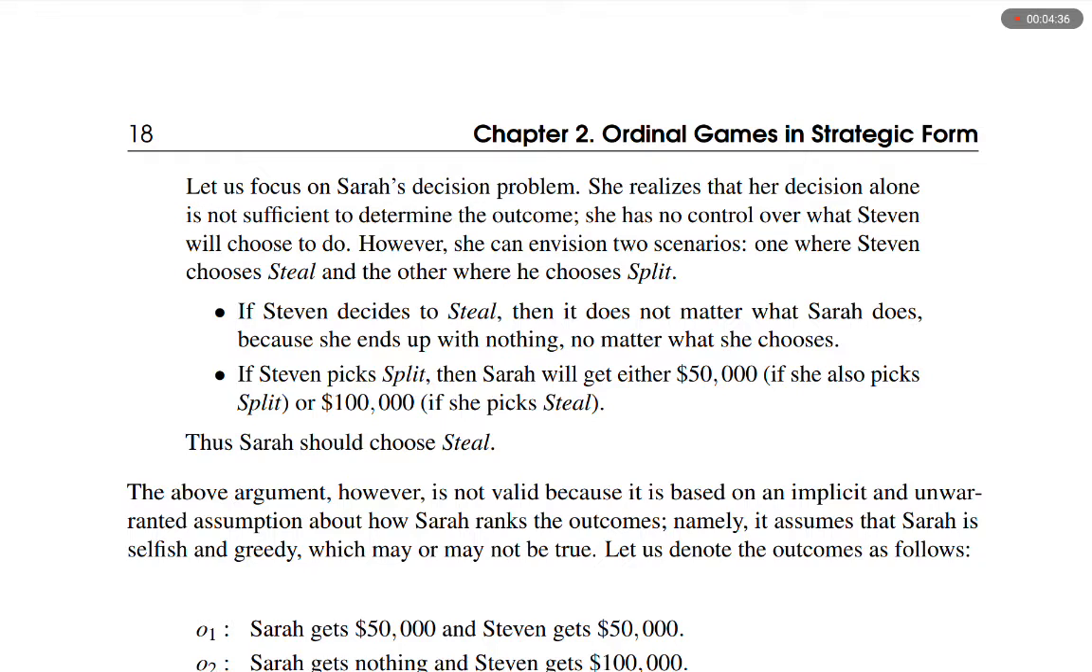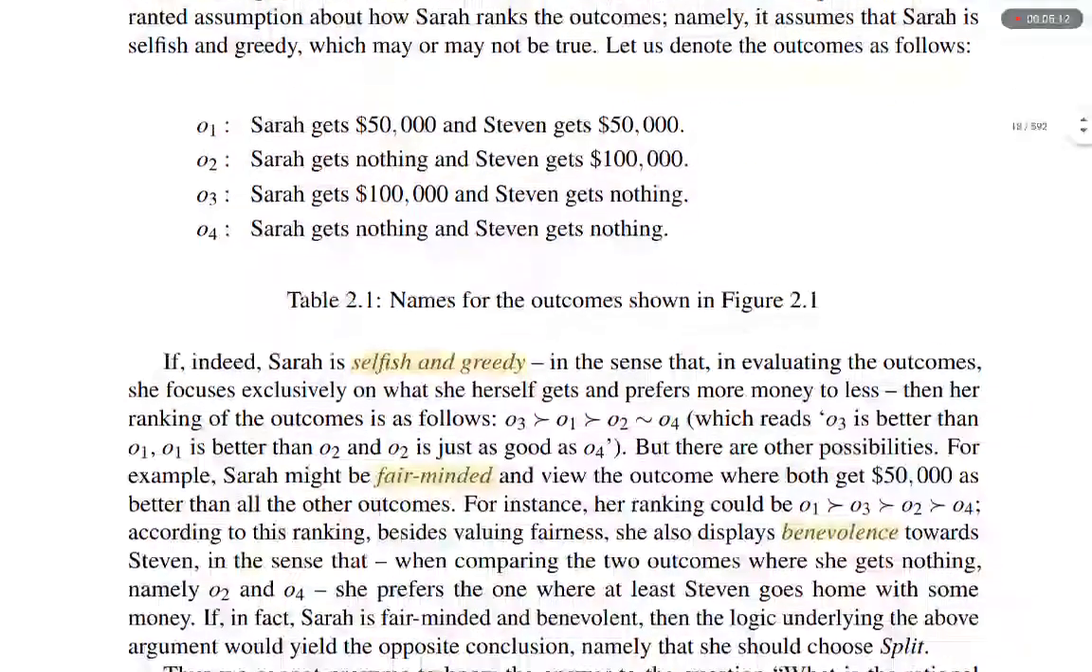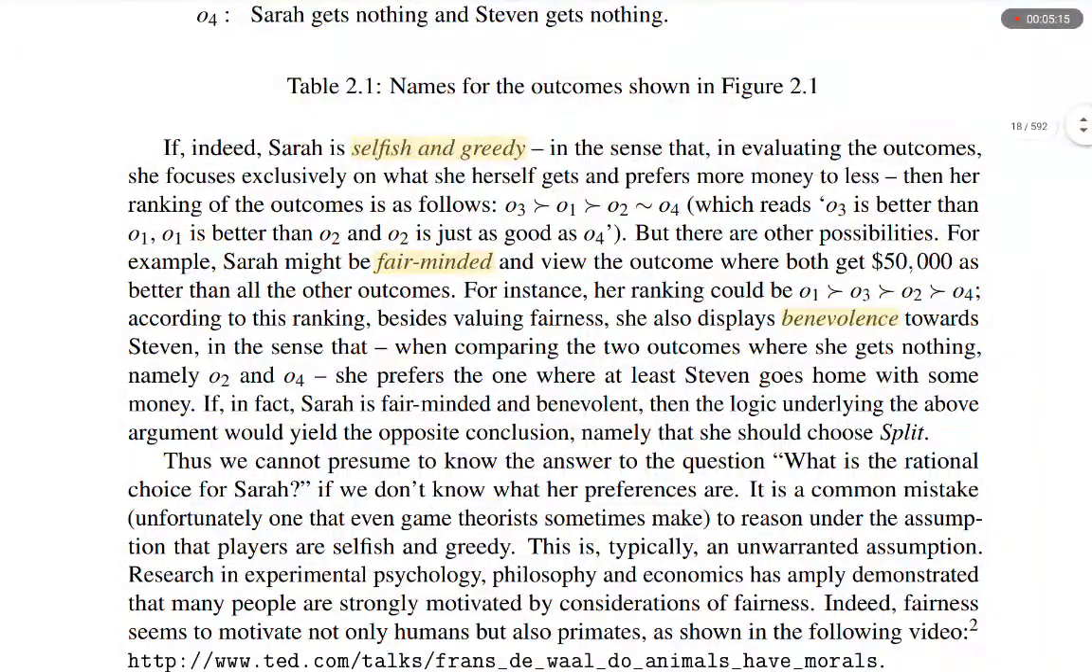Let us denote the outcomes as follows. O1: Sarah gets $50,000 and Stephen gets $50,000. O2: Sarah gets nothing and Stephen gets $100,000. O3: Sarah gets $100,000 and Stephen gets nothing. O4: Sarah gets nothing and Stephen gets nothing. Table 2.1, names for the outcomes shown in Figure 2.1.